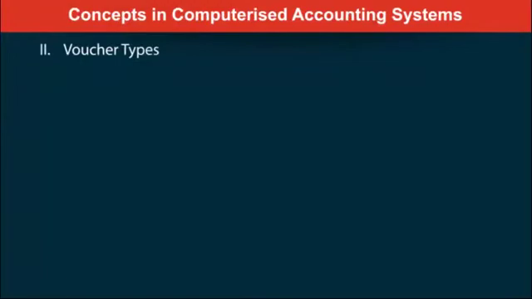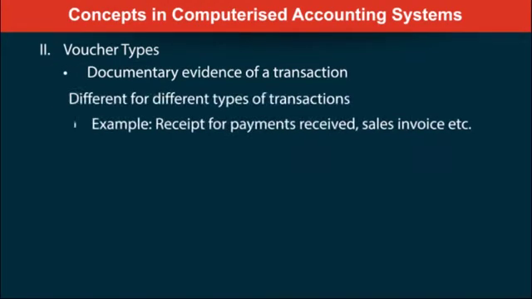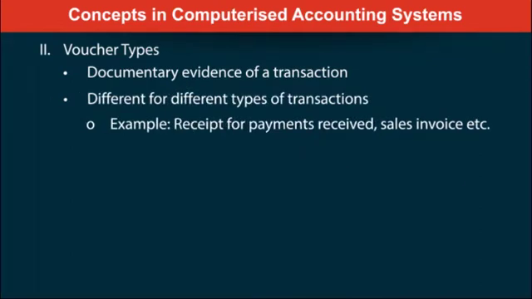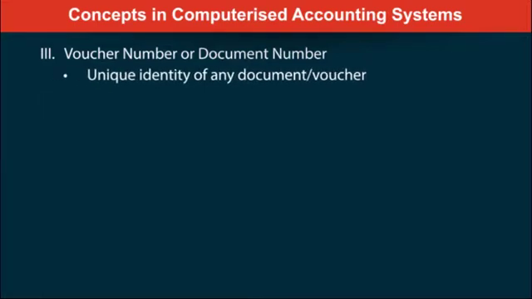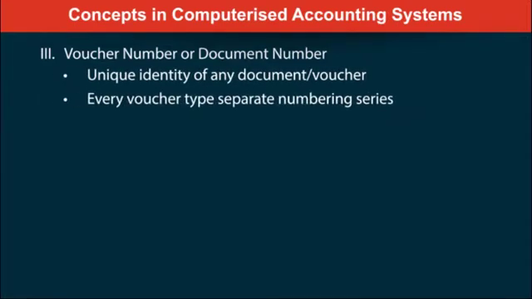Now you come to the voucher types. What is a voucher? It is a documentary evidence of a transaction. It could be a receipt. It could be an invoice. Correct? Those are all vouchers. Obviously you know it. And you always have a voucher number or a document number. Why is there a voucher number? Because you want to uniquely identify a document, right? So every voucher type will start with a separate numbering series. Why different numbering series? Because very simple, you need to identify the type of voucher. If you have a sales invoice, it will have a specific code to identify that it's sales. It's easy to pick up, right?